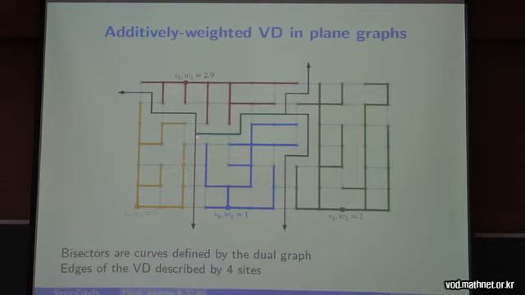This part here is the bisector between these two sites with the weights, and this part here is the bisector between these two sites. So bisectors are curves defined by the dual graph, which are parts of cycles, and edges of the Voronoi diagram are described by 4 sites. So this is an edge of the Voronoi diagram. I should define properly what an edge means here, but I will appeal to intuition.